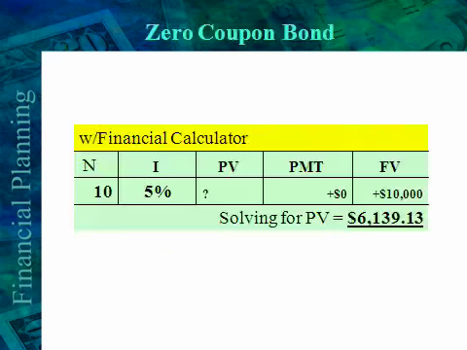On this slide, you see the data inputs for this valuation using the financial calculator. Because the zero coupon bond doesn't offer any periodic payments, the PMT is equal to 0. The only inputs are the FV of $10,000, the number of periods N, which in this case is 10, and the interest or the discount rate I of 5%. After inputting the data, simply click on the PV key to discover the cost of the zero coupon bond, which in this case is $6,139.13.